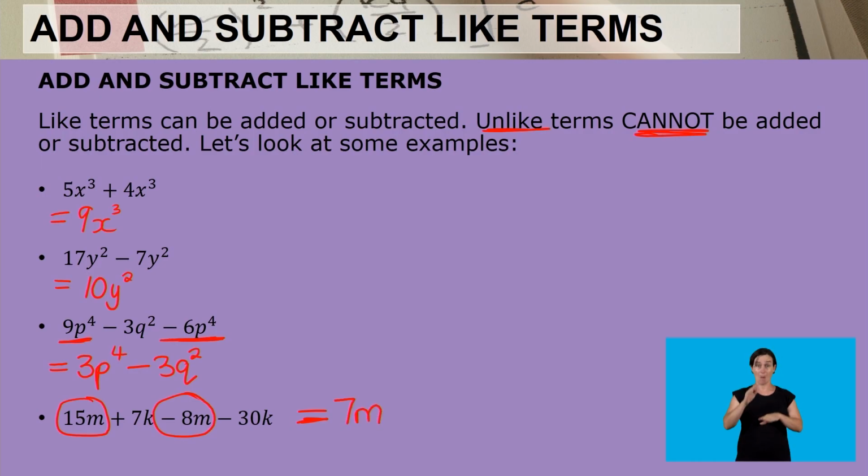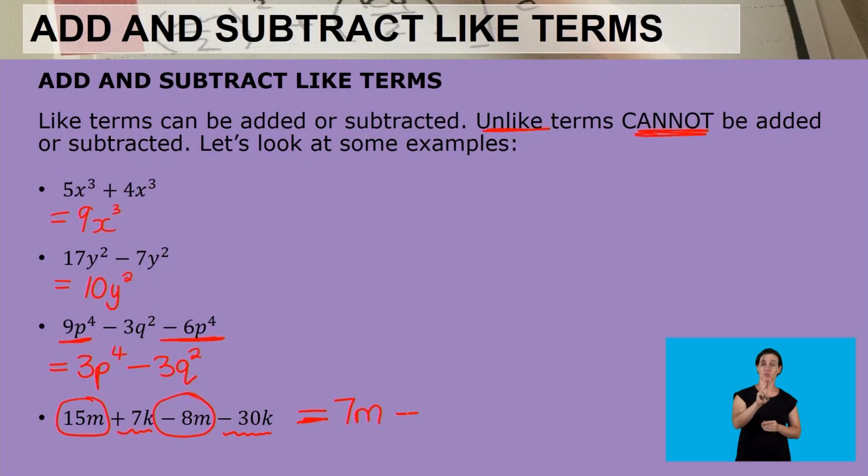And are there more like terms? Yes, we have that 7k and that minus 30k. So 7 minus 30, do we know what answer we get from that? Yes, that is going to give us negative 23k. So our answer is going to be 7m minus 23k. So those were the like and unlike terms, or adding the like terms and the unlike terms.